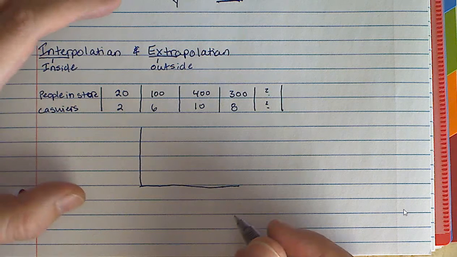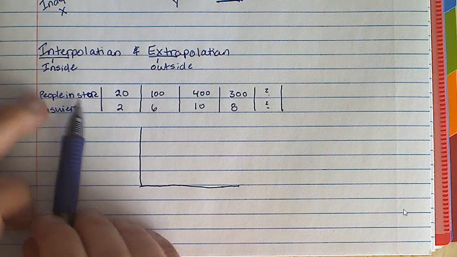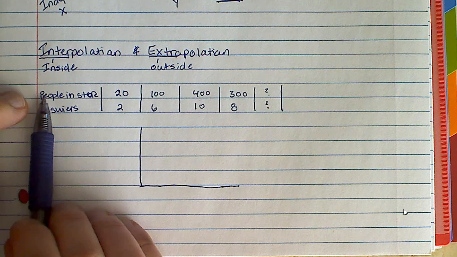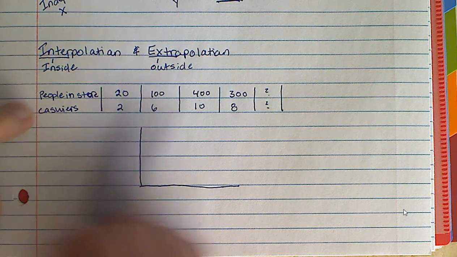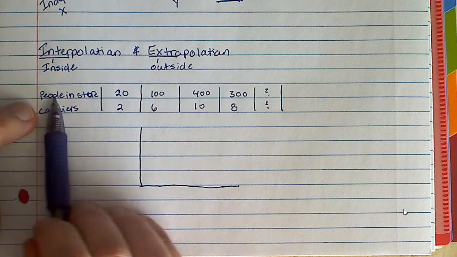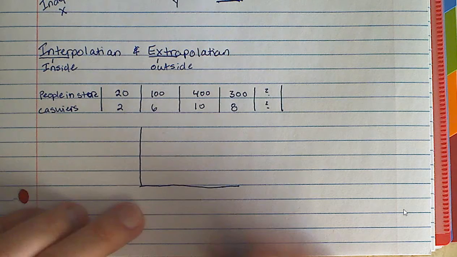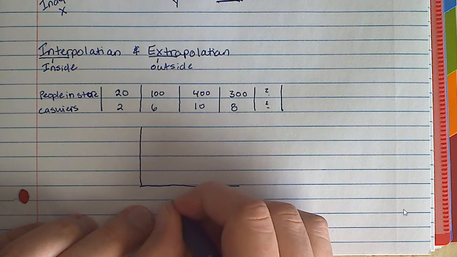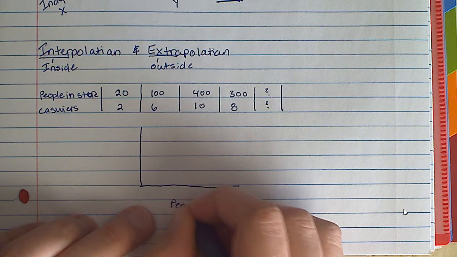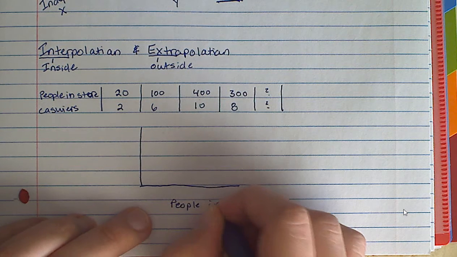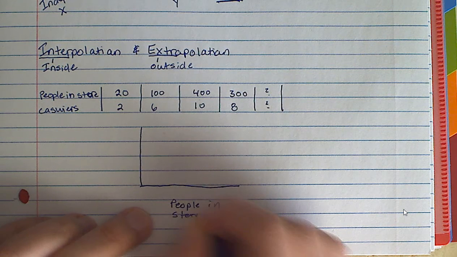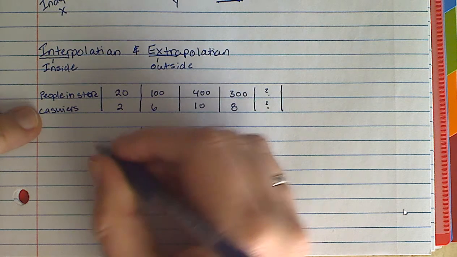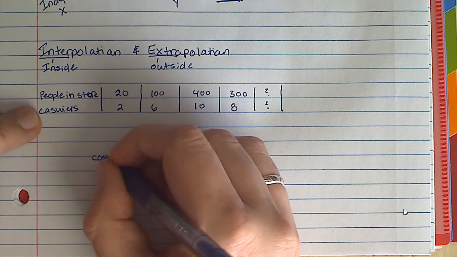When you do this, does what's on top go on the x-axis or on the y-axis? What goes on top goes on the x-axis. So I'm going to label my x-axis people in store. And what's on bottom goes on the y-axis, cashiers.